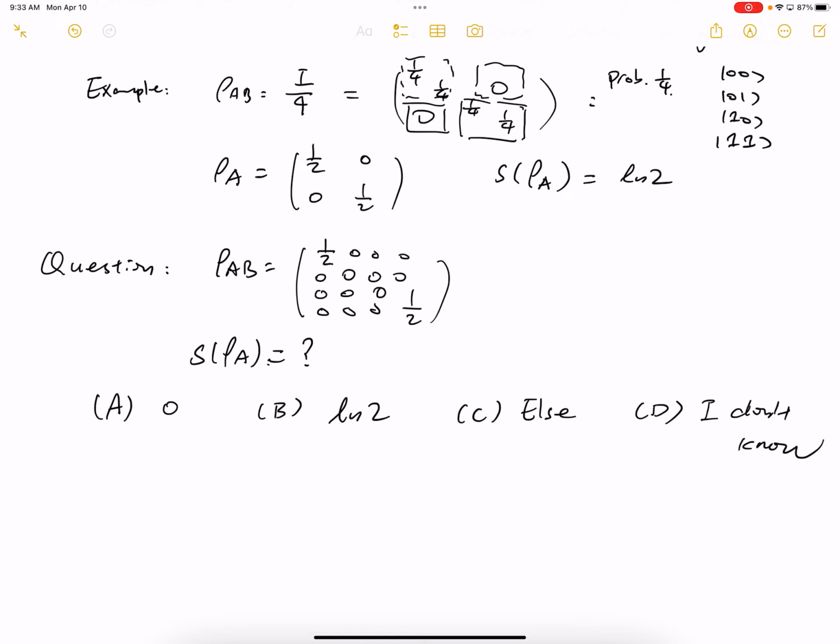Because it's a product, right? 0 times log 0. If you don't know the answer, calculate the reduced density matrix first. We know the trick is just to partition this into 4 blocks, 2 by 2 blocks, and calculate the trace of each one of them. Should be relatively simple.